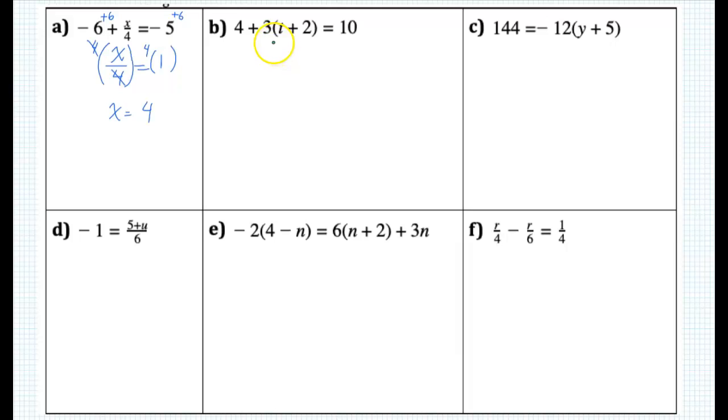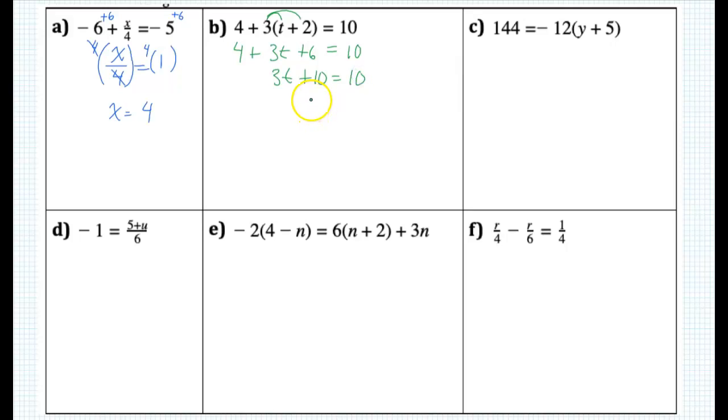All right. Couple things I can do here. I could subtract 4 first, or I can just go ahead and do distributive property. Most of the time people do this. I'm not saying it's the best. It's not. 4 plus, and then we have 3t plus 6 equals 10. We can combine the like terms here. We'll have 3t plus 10 is equal to 10.